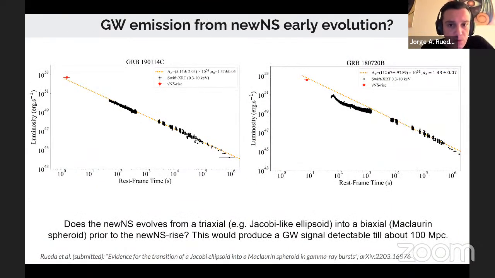We have also analyzed possible gravitational wave emission from the very early life of the newborn neutron star, if it is initially triaxial and then makes a transition from triaxiality to axisymmetry. In this very early evolution, it can make a gravitational wave burst that can be observed, more or less following our estimates, up to 100 megaparsec distance.